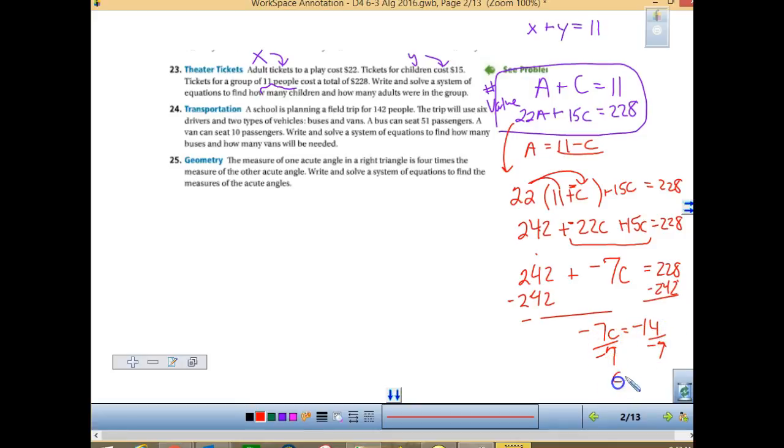And we get 2 children's tickets. Now, if children is 2, what do the adult tickets have to be? Way easier to go to the first equation, right? I have 2 children's tickets and 9 adult tickets, right?